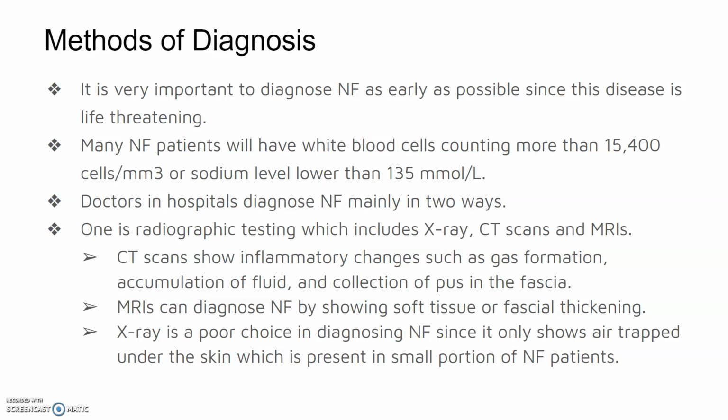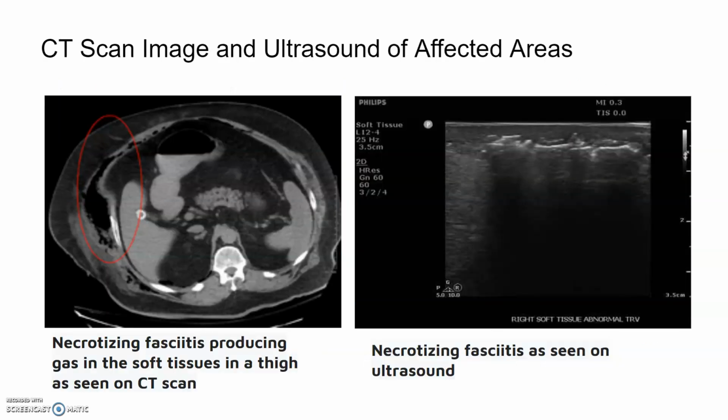In CT scans, the images show inflammatory changes such as gas formation, accumulation of fluid, and collection of pus in the fascia. For MRIs, NF can be diagnosed with images that show thickening of soft and fascial tissue. X-rays sometimes are poor choices in diagnosing NF because they mostly show air trapped under the skin, which is present in only a small portion of NF patients.